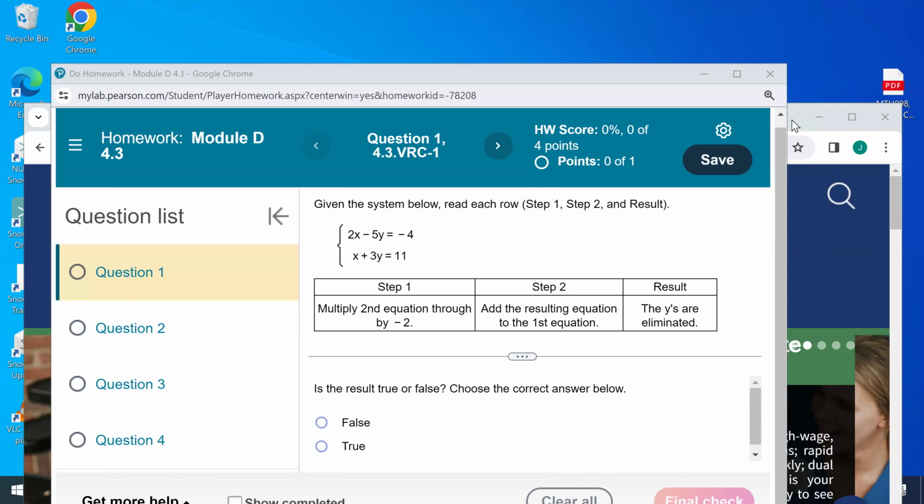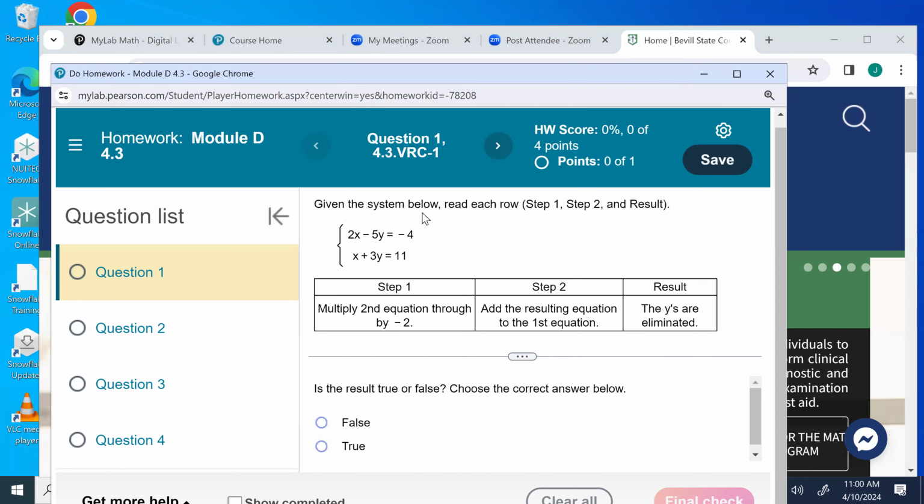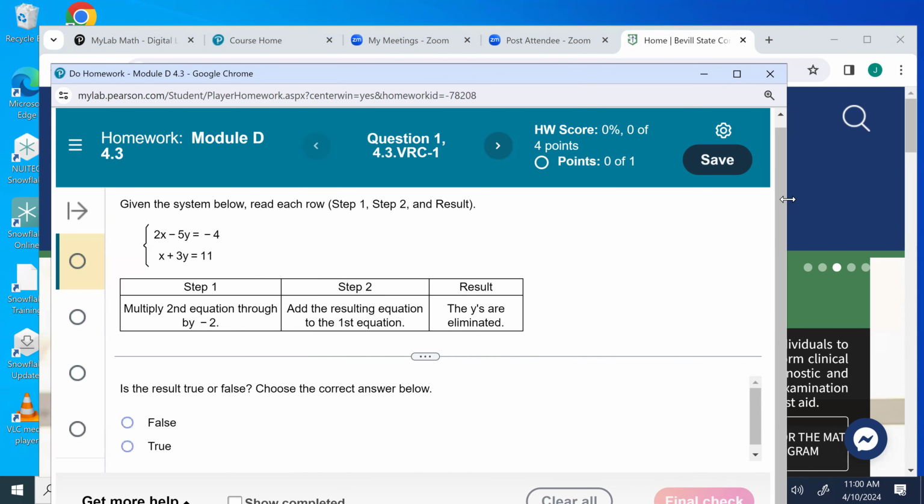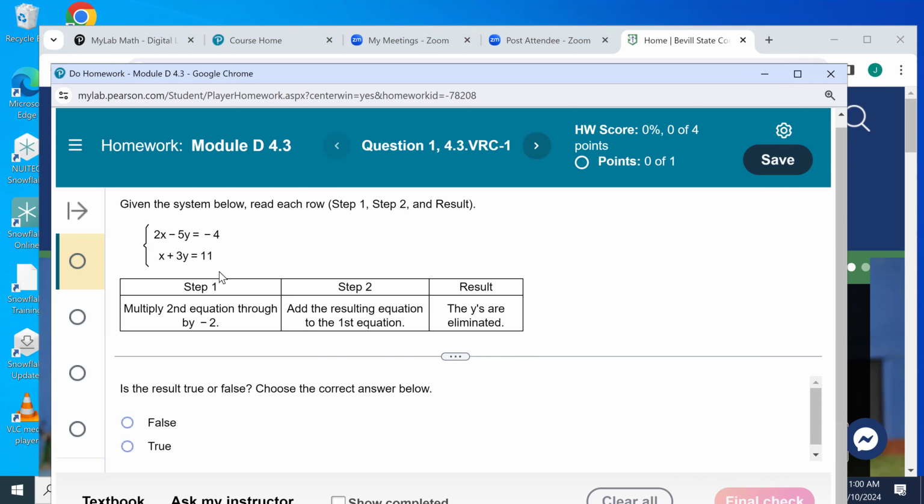10th of April, 2024. We're doing the last stuff in Math 98, solving equations by elimination. What we did already, this is what we did already. We solved a system of equations like this.